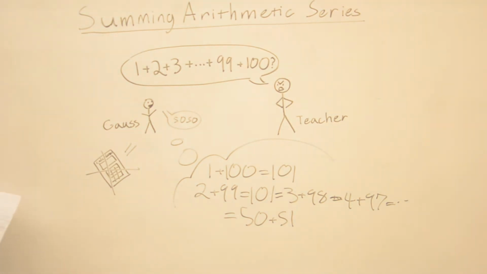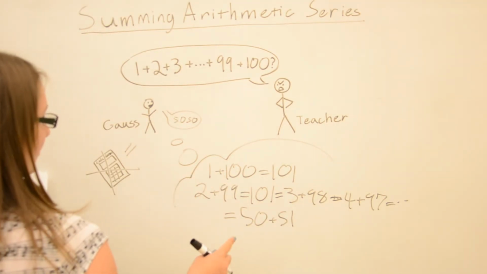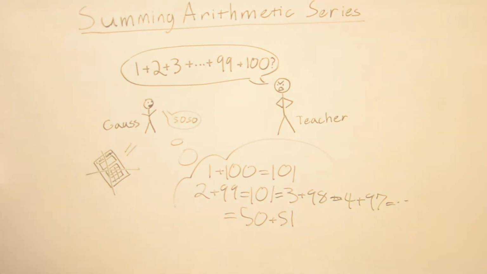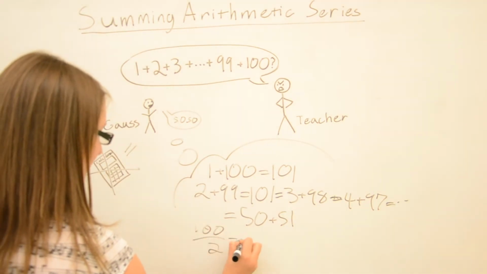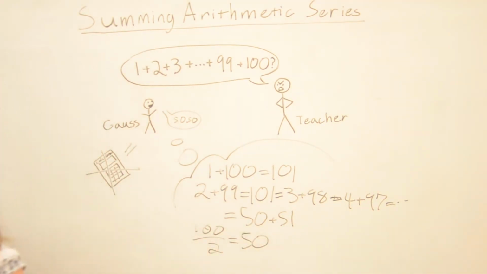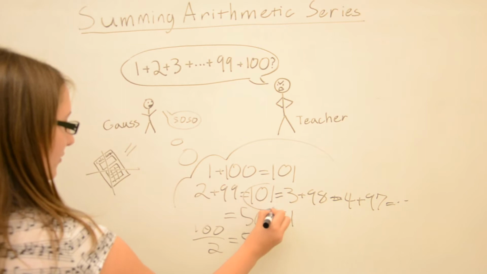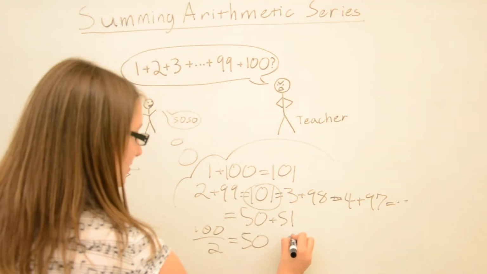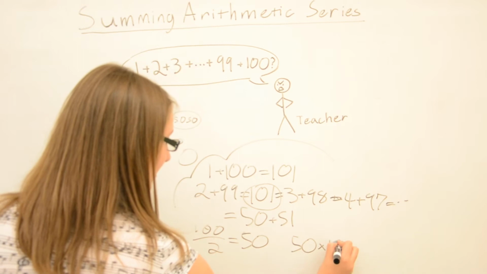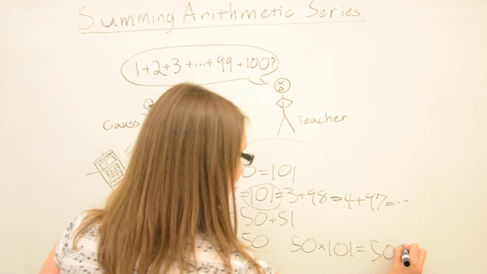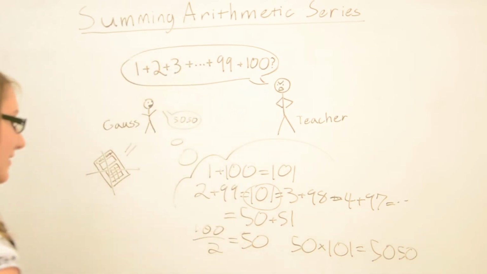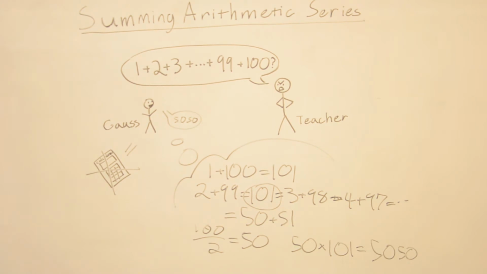So how many pairs are there here? There's 50 because we have 100 numbers total, and pairs have 2 numbers each, so you just divide 100 by 2 to get 50 pairs. So if we have 50 pairs that all add up to 101, you can just do 50 times 101 to get the total sum of 5,050. Yay. So, can we do this in general though?